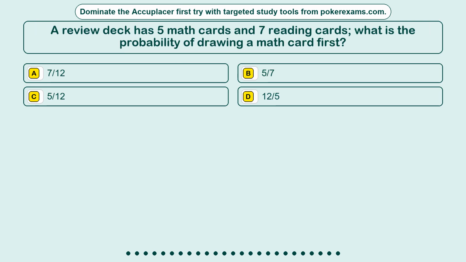Question 10. A review deck has 5 math cards and 7 reading cards. What is the probability of drawing a math card first? Option A, 7/12. Option B, 5/7. Option C, 5/12. Option D, 12/5.